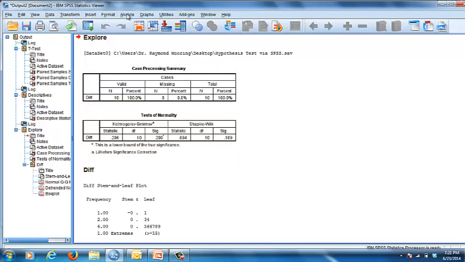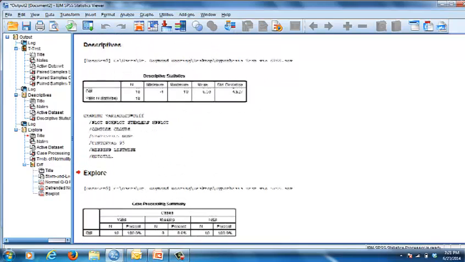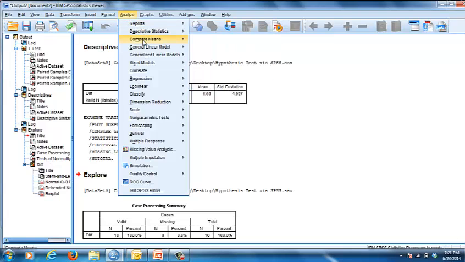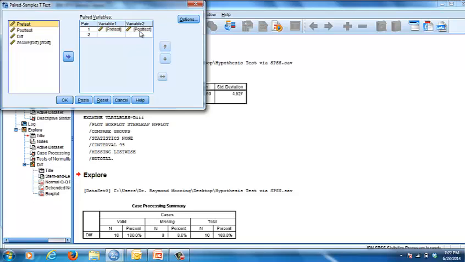Notice that the significance is greater than 0.05, so we don't have any evidence to suggest it's not normal. So now I can do my test, and remember, we already have all this information. The 6.5 minus 0 over 4.927 over the square root of 10 will give me some t statistic. So we go to Analyze, Compare Means, still a paired sample t-test, post-test. I actually want post-test in the variable 1. I want pre-test in the variable 2 because I want it to be positive.